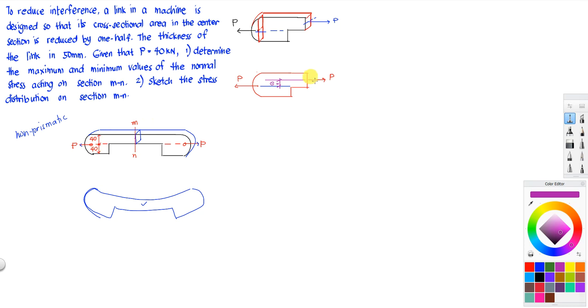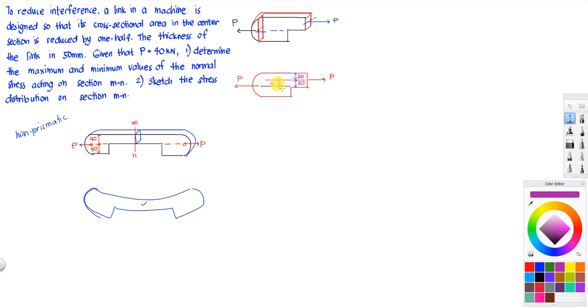Tingnan natin. Kung 40 to, ito daw ay 40. So, this one would become equal to 20, and then this one is also equal to 20. Now, ito ay equilibrium only on the direction of forces. Merong P sa kanan, merong P sa kaliwa. So, they are equal to 0.